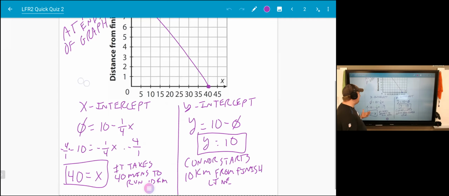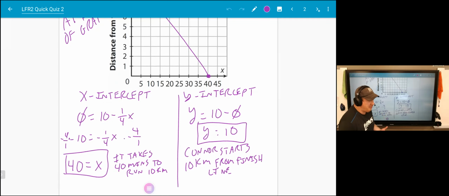To find my x-intercept, I set y equal to 0 and solve for x. Okay, subtract 10 from both sides or add 1/4 x to both sides. You're going to end up with the same thing. When you divide by a fraction, you need to flip and multiply. x is 40. What does 40 mean? 40 means it took him 40 minutes to run 10 kilometers or to be 0 kilometers away from the finish line.